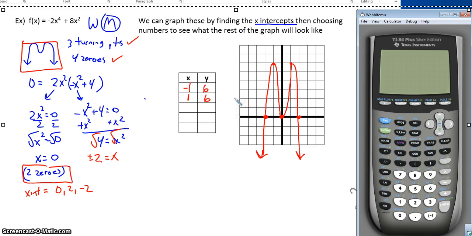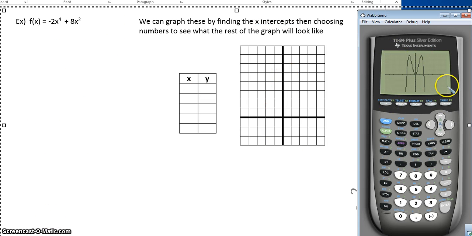Let's turn on the graphing calculator and check to see if I get the same shape. So we can see by looking at the graphing calculator that we are getting that M-like shape.